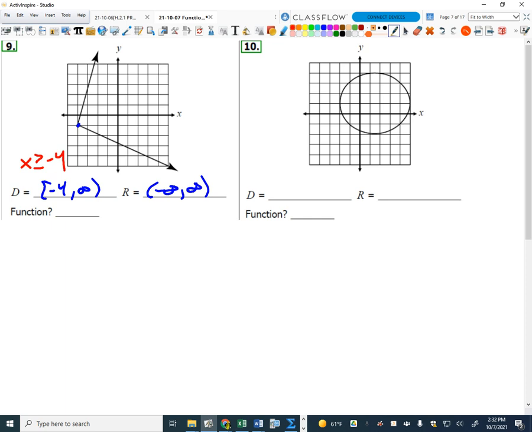Is it a function? It's not, is it? There's a bunch of places here. We'll just take this one as an example. There are some points that line up vertically. So it's not a function.